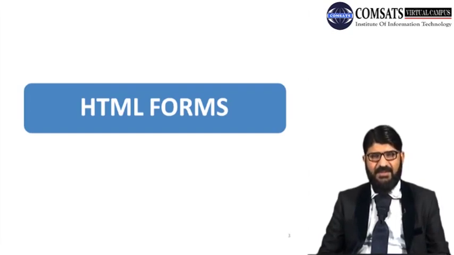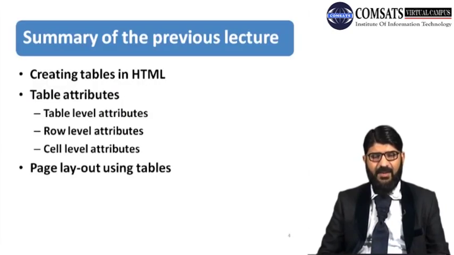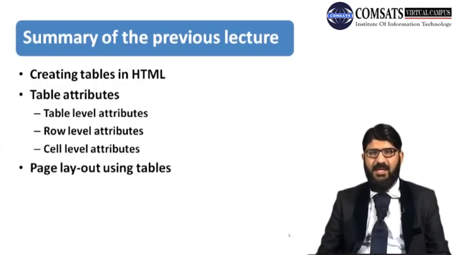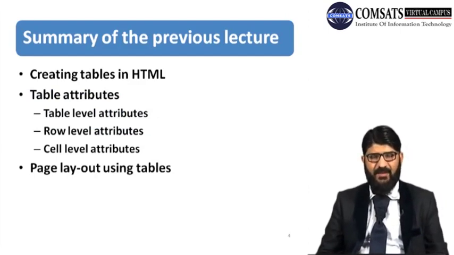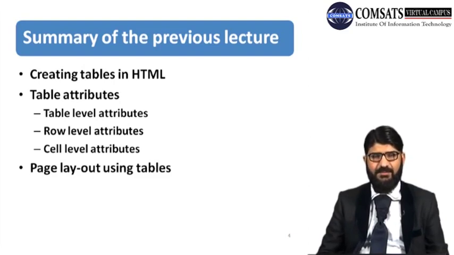Before proceeding to today's lecture, let's move to the content that we have studied in the previous lecture. In the previous lecture, we have discussed what is a table. A table is a combination of row and column. Then we have studied what are the attributes of a table and how to create a table. Using the table tag, we can create a table.